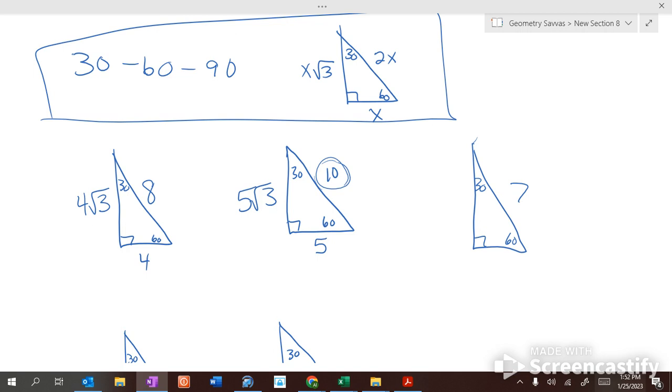If 7 is the hypotenuse, what's half of 7? 3.5. But we're going to write it as 7 over 2. Okay? When we divide by 2, just write it as 7 divided by 2, or 7 over 2. Now, how do we get from the short leg to the long leg? We multiply by square root of 3. So we're going to write it like that. 7 square root of 3 over 2. Check.